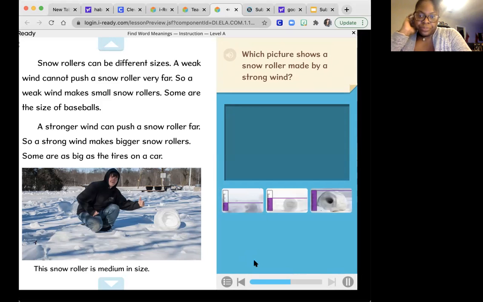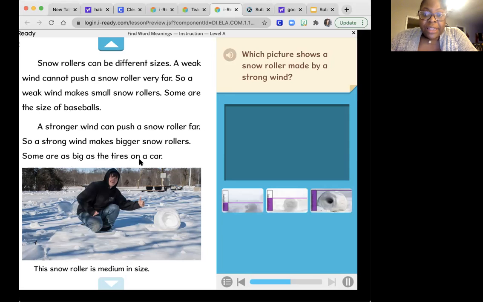Which picture shows a snow roller made by a strong wind? So let's look back in our reading because we know the answer is in our reading. It says snow rollers can be different sizes. A weak wind cannot push the snow roller far. So a weak wind makes a small snow roller. This one asks which picture shows a snow roller by a strong wind. We go back to our text, it says a stronger wind can push a snow roller far. So a strong wind makes a bigger snow roller, right?